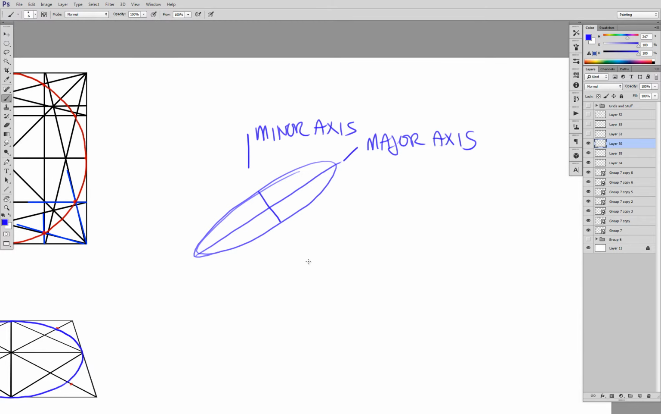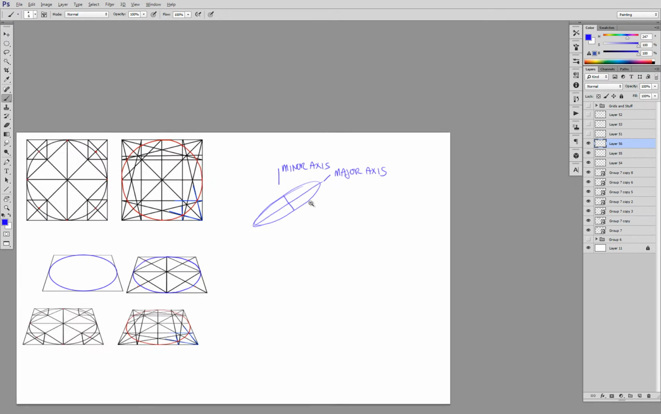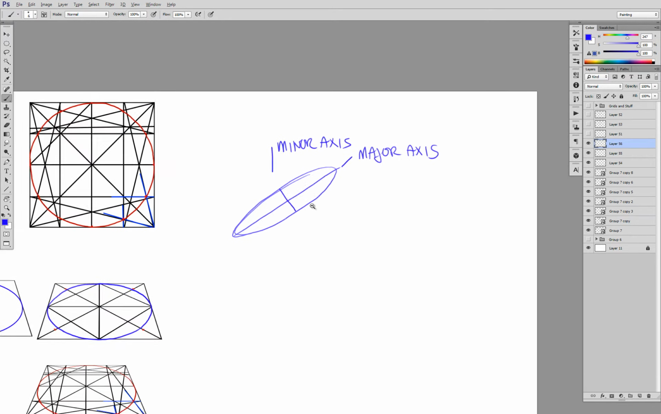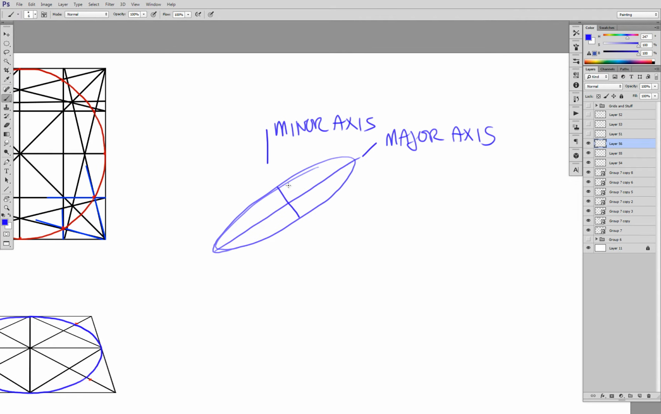Because it's the smaller one. And we can use this concept of it having a minor axis and a major axis to place it in space. And there's a couple of reasons why.